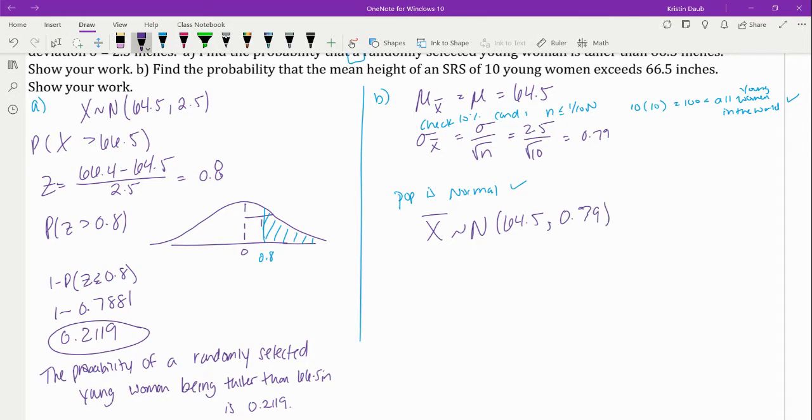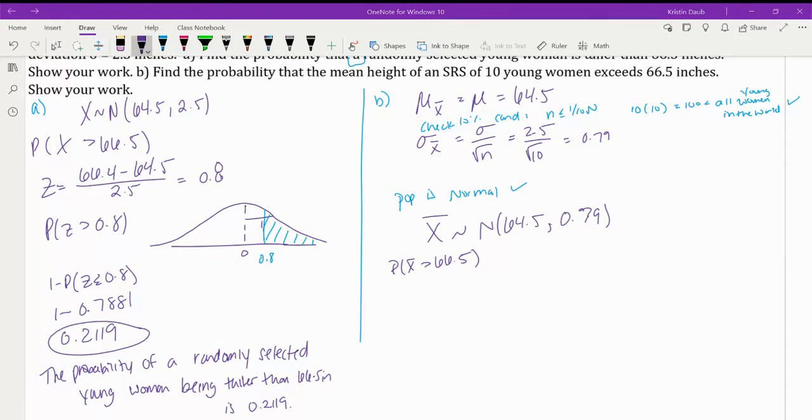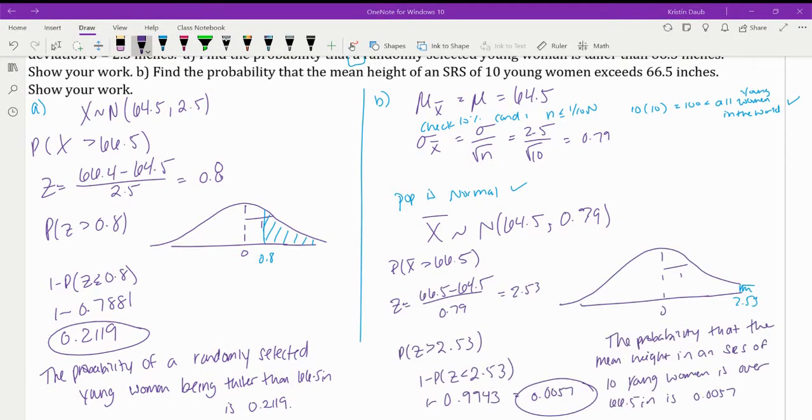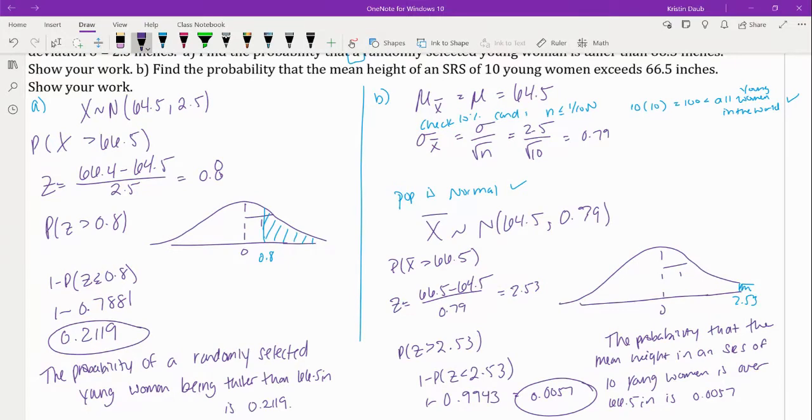Now it's exactly the same as what we've done before, except I guess the only real difference is instead of the probability that x is greater than 66.5, I'm calculating the probability that my x bar, my mean, is greater than 66.5. But other than that, it's exactly the same as on the last page. So I'll have you try this and then maybe plug it in your calculator or use the table and find the probability. This is a lot less common than in part A.